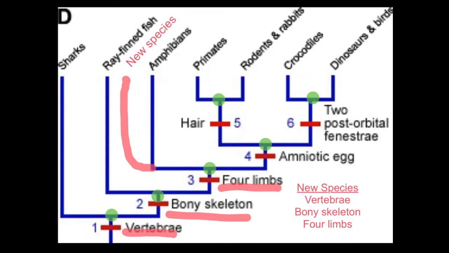So we can squeeze this in here, these new species, in between the ray-finned fish and amphibians. It's important to realize that adding a new species to the tree does not affect the existing relationships. We didn't add any new ancestors, and so as we trace species back, they'll still end up at the same most recent common ancestor.